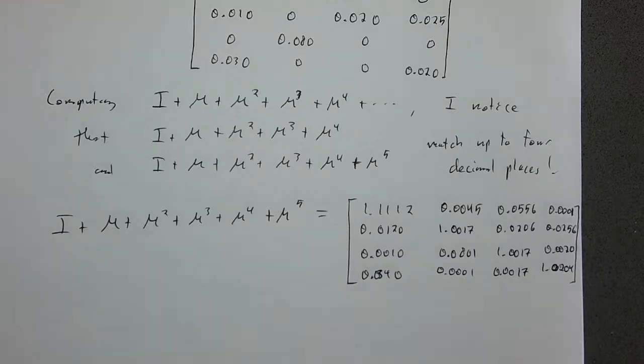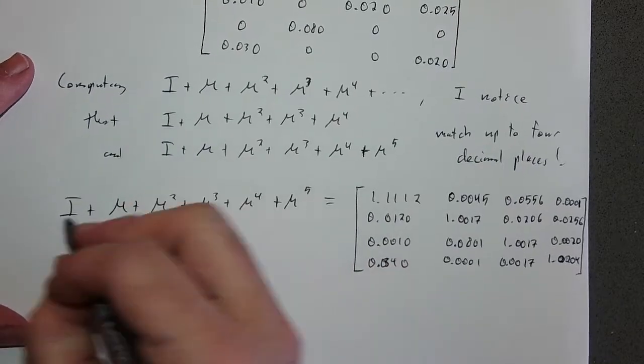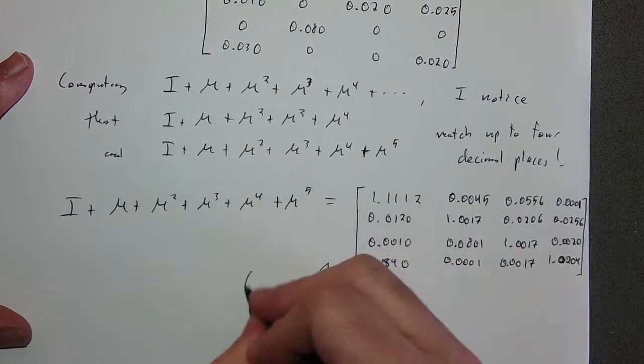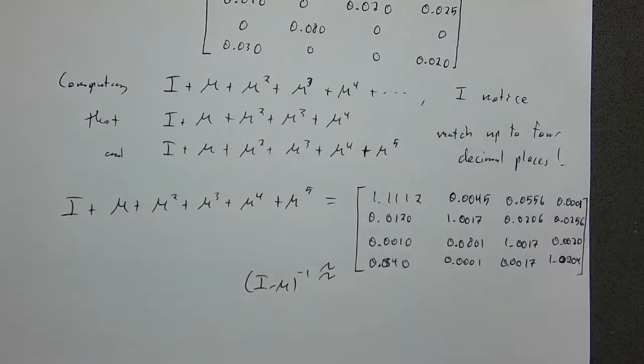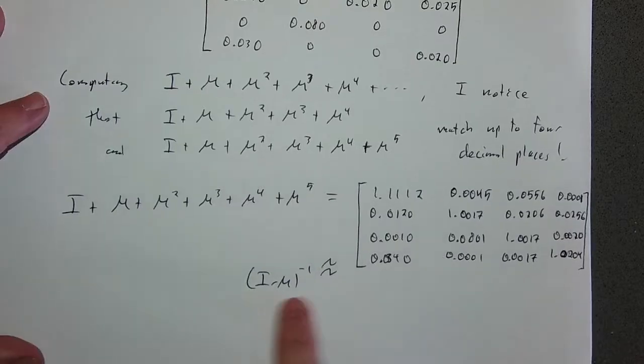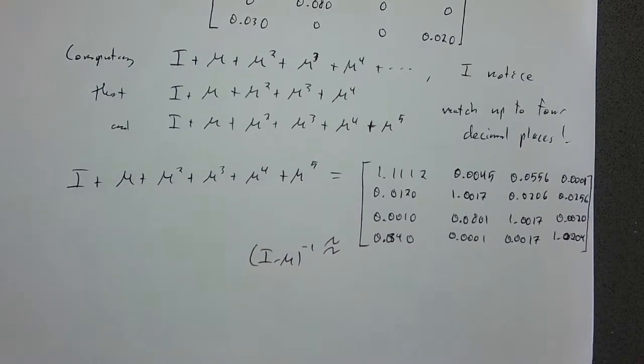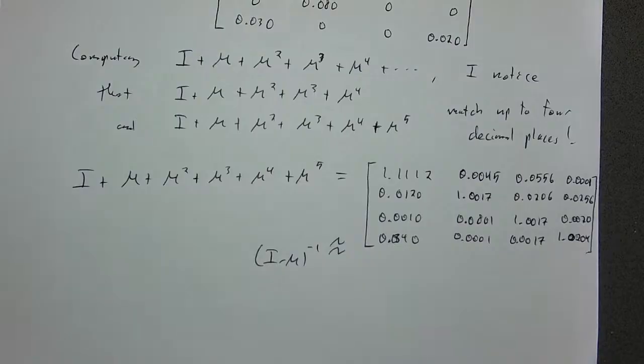Okay, and so there is high agreement between this thing and I minus M inverse. In fact, again, up to 4 decimal places, it actually agrees. Okay, so to every decimal value shown here, this agrees with what I minus M inverse is. Okay, so this allows us to very quickly find I minus M inverse where we don't actually have to find it. We can approximate it in this way, which saves us some computation here.